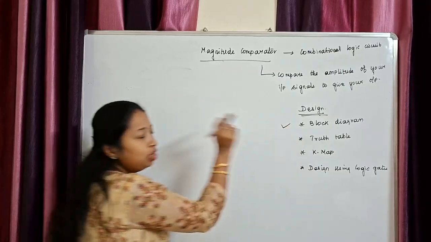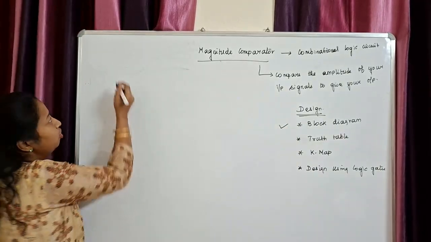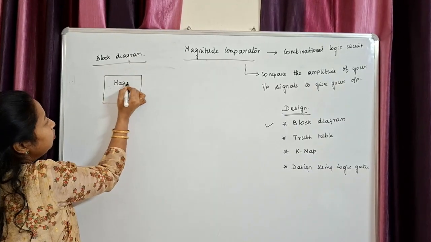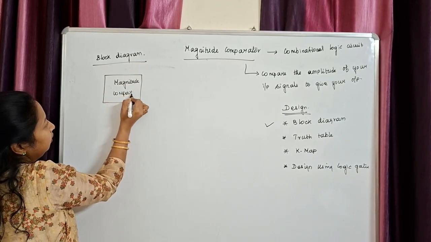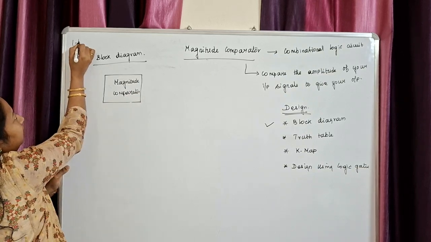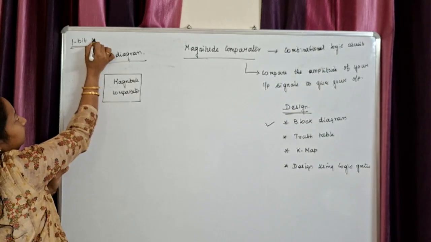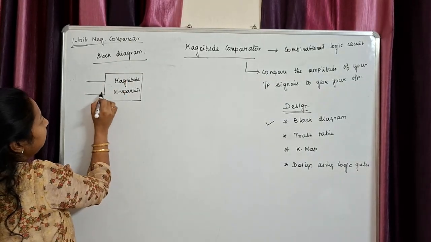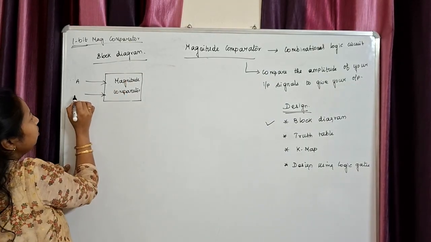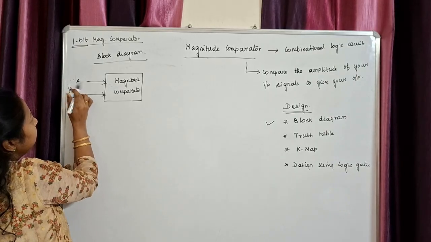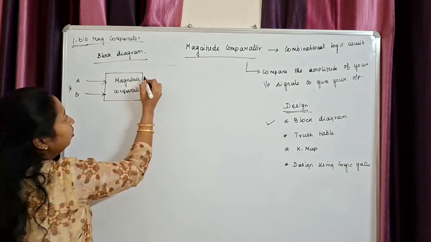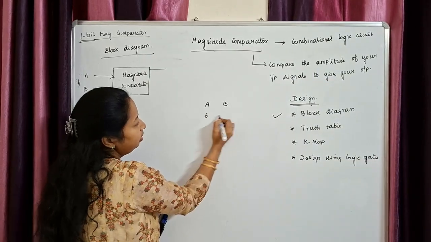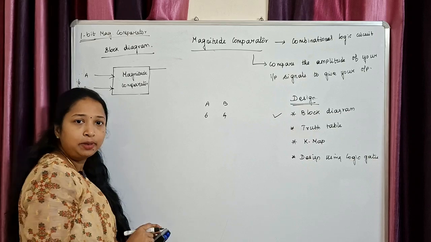What is your first step? You have to draw a block diagram. How do you draw a block diagram? Let this be my magnitude comparator. Let me take a 1 bit magnitude comparator for now. For a 1 bit magnitude comparator, I'm going to give two inputs. Let my inputs be A and B, and say for example, I'm going to take two numbers. Let me take 6 and 4 as my input.